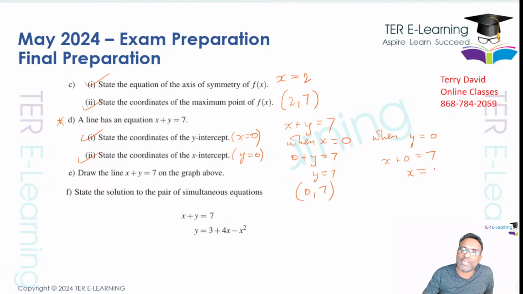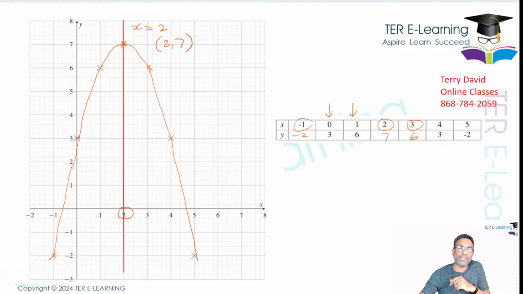So therefore x is equal to 7. So therefore this coordinate here will be (7, 0), right? So we know exactly where that graph is cutting the x-axis and the y-axis. Part E says to draw the line on the graph. So you're going to plot (7, 0) and (0, 7). So (7, 0) is going to be here and (0, 7) is going to be here.